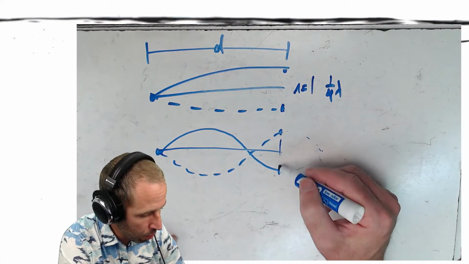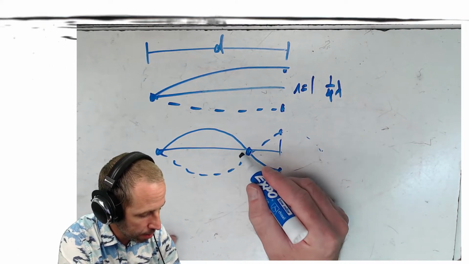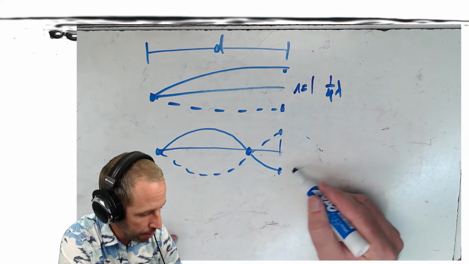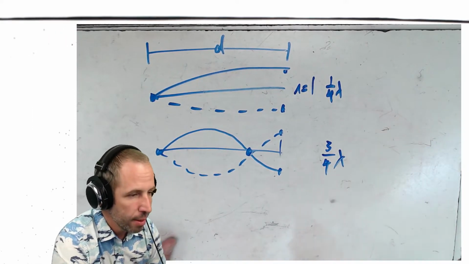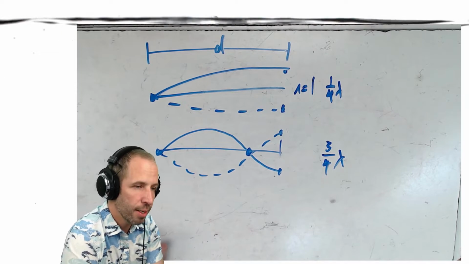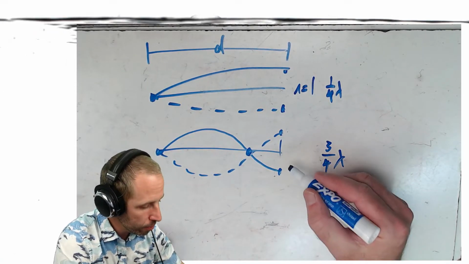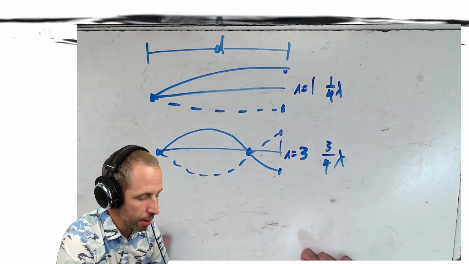So I've got 3/4 of the wave. Here's half of it, and here's another 1/4 of it, and I'm missing that last 1/4. So this is going to be 3/4 of a wave. Now, this is the second harmonic in this pattern, right? But for whatever reason, we named this the third harmonic.